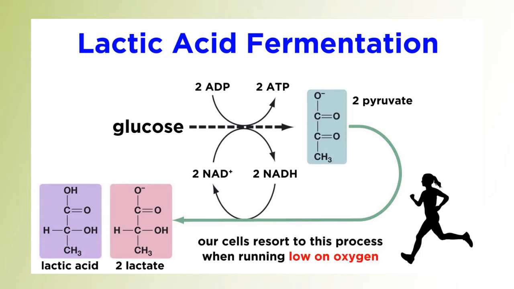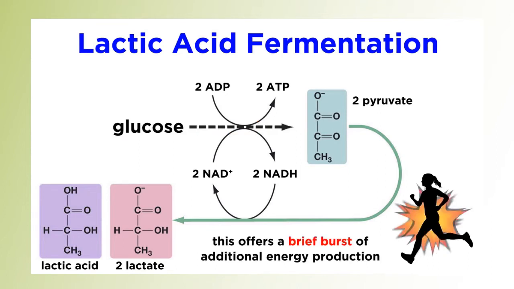In addition, human muscle cells will resort to this process when the oxygen supply is running low, most typically during prolonged periods of strenuous exercise, when glucose catabolism is going faster than our ability to breathe enough oxygen into the bloodstream to sustain the activity. In such a case, the cells will switch over to fermentation, allowing for a brief burst of additional energy production. But the lactic acid that builds up in the muscles during this activity causes muscle fatigue, which limits the duration that this activity can be sustained.